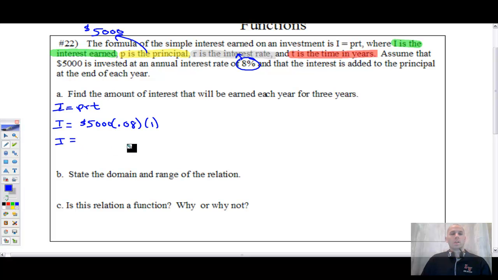Using a calculator, I multiply 5,000 times 0.08 times 1. I get $400. So the bank says, after 1 year, we're going to give you $400 back because you let us use $5,000 of yours.